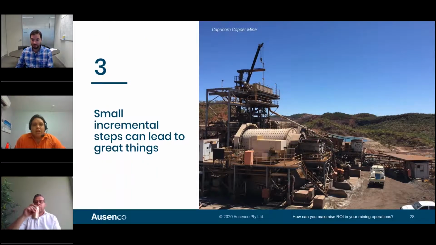Okay, thanks, Matt, and hi, everyone. I'm very pleased to be presenting from the Capricorn Copper Mine site in northwest Queensland. The image you see on the screen is part of the concentrator to which I have dedicated most of my days over the last 18 months, working with an amazing team of professionals, key for the successes that we've delivered for our client.